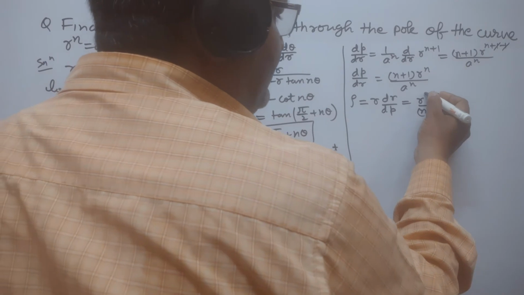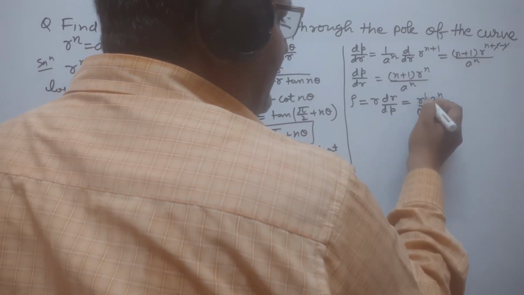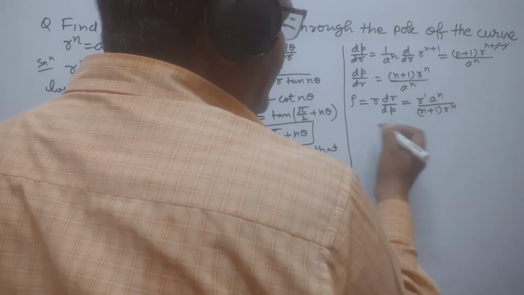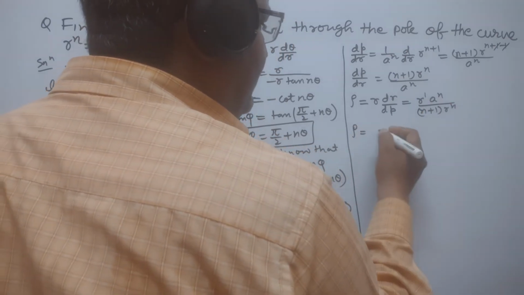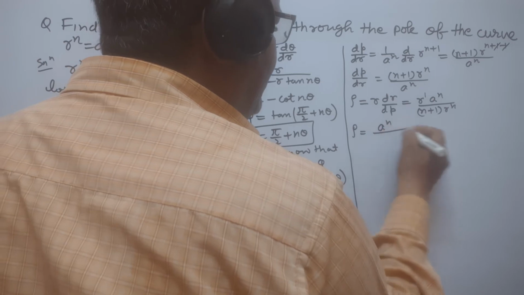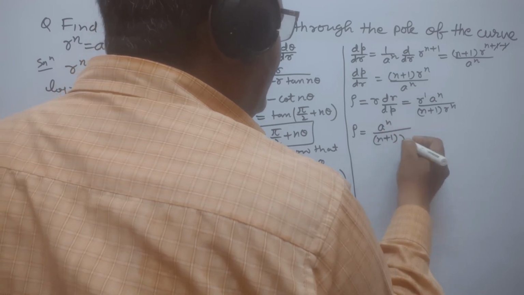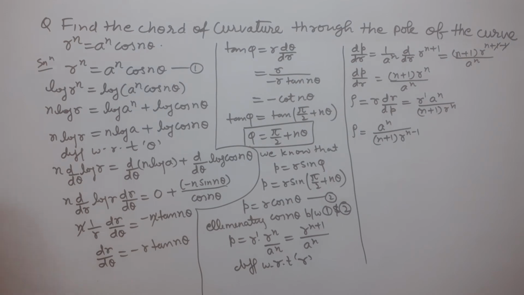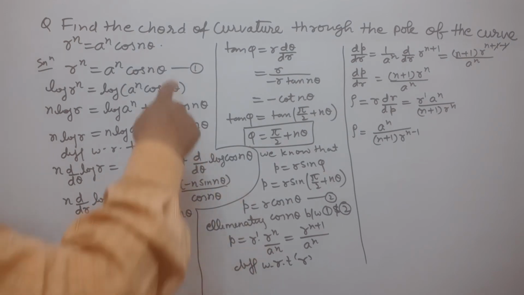So we can see here this is r to the power 1. When this r goes to the denominator, this power 1 is subtracted from n. So this is a to the power n divided by n plus 1, and here r to the power n minus 1. So this is the radius of curvature of the given curve.